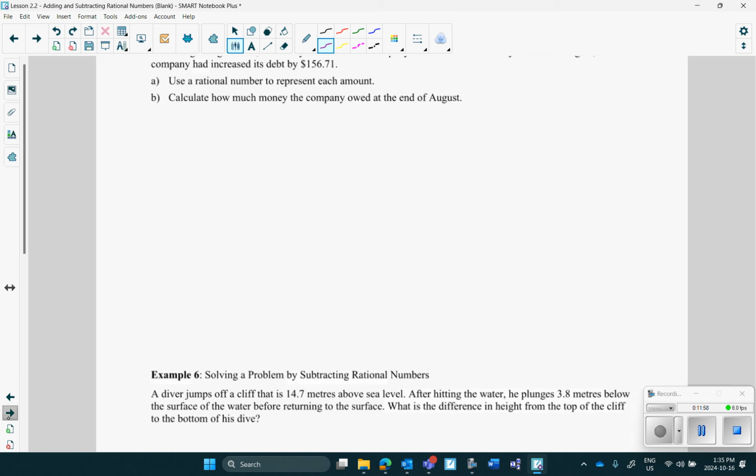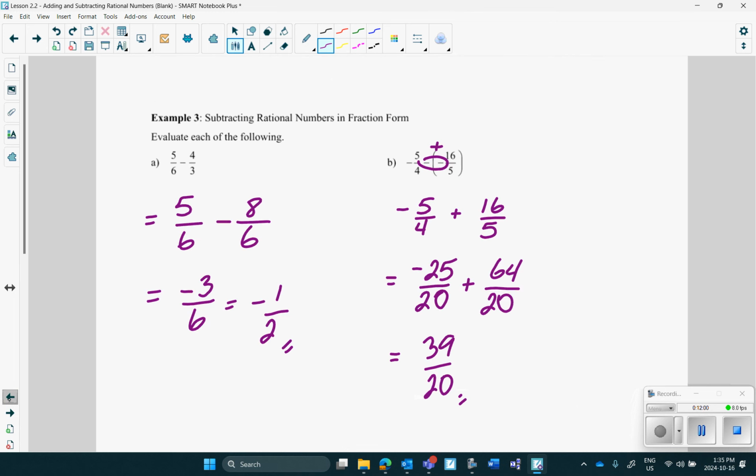No, because there's more positives. Because you got 64 positives and 25 negatives. There's more positives, aren't there? Yeah. So therefore the answer must be positive.